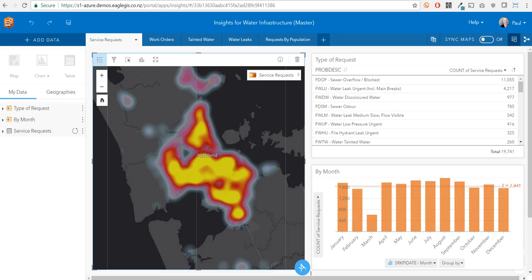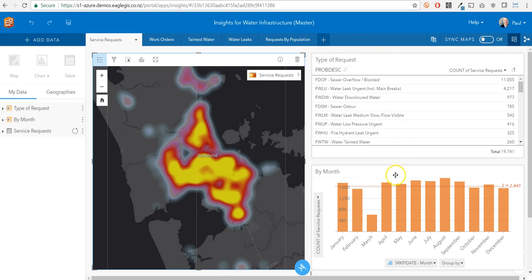Insights for ArcGIS is a browser-based analytic workbench where both you, the GIS specialist, and other staff can explore spatial and non-spatial data together. It allows us to answer questions you didn't know to ask and quickly deliver powerful results. Here we will look at some water infrastructure and service data from WaterCare using sample data of service requests and work orders.